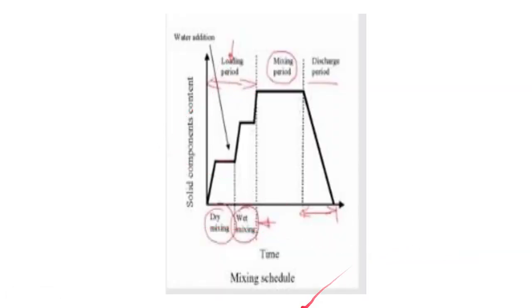If we see here the mixing schedule and the plot of solid components content with time, we will see that during dry mixing there is a little increase of the component till water is added. After that the constituents are again mixed, so it gets increased, and finally after complete pouring of water, the loading period is finished and then starts the mixing period, which is almost the same time as the loading period, and it is at the maximum solid components, after which the mixing finishes and the concrete is discharged. As the discharging period starts, the solid components are again reduced because the concrete is pumped or discharged. It's output.